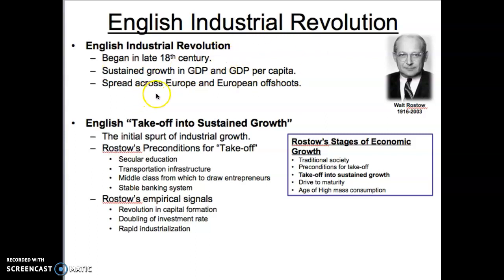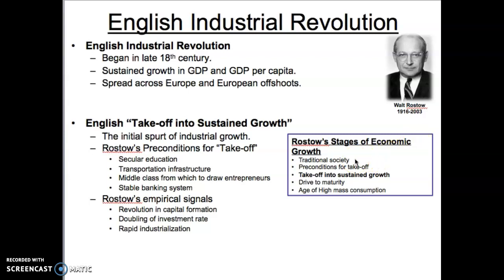So it spread across Europe and the European offshoots. And you say, well, why did it spread? Because it was working. It was enhancing the standard of living of people and allowing for a brighter future. That being said, this guy, Walter Rostow, an economist, analyzed this kind of industrialization. And it's similar to what Marx did. It's just he's got a different theory of history.